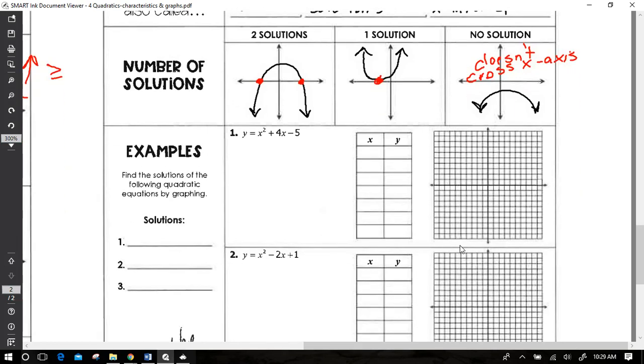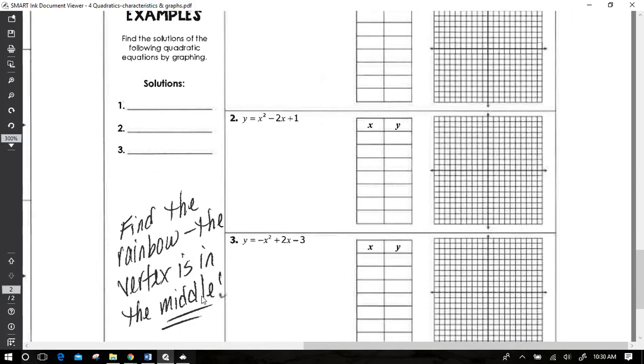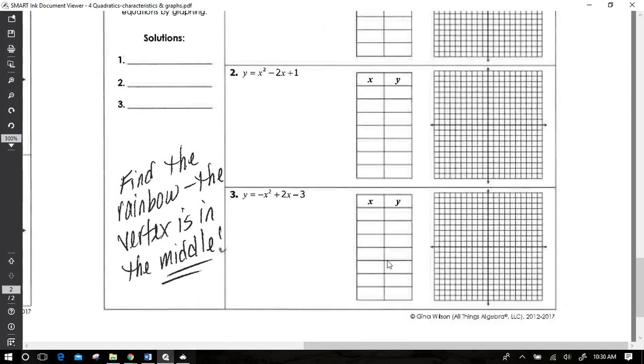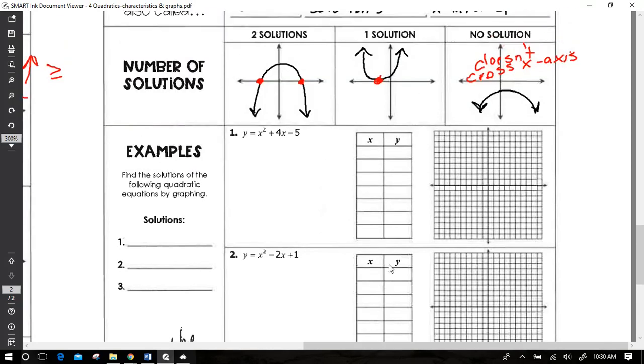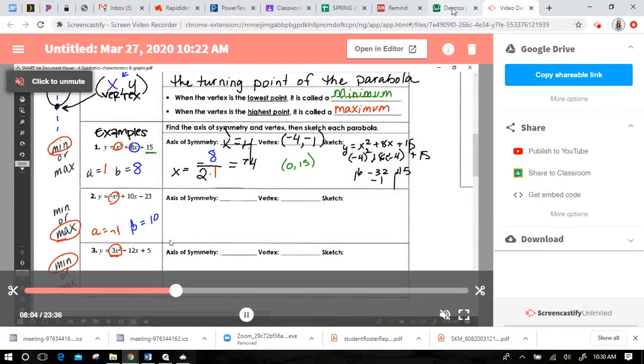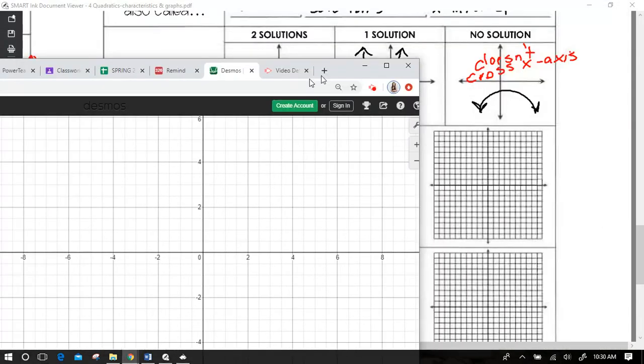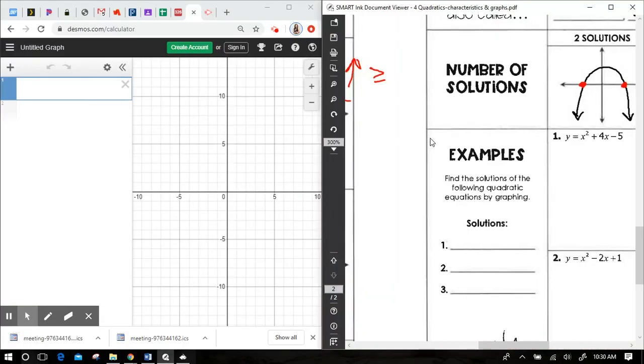Okay, so what we're going to do here, and we could still do this by finding the rainbow if we were going to use our TI-84 calculator, but today we're going to use Desmos. So let me open up Desmos right here. Okay. And I am going to screen share here, so that we can see the example.